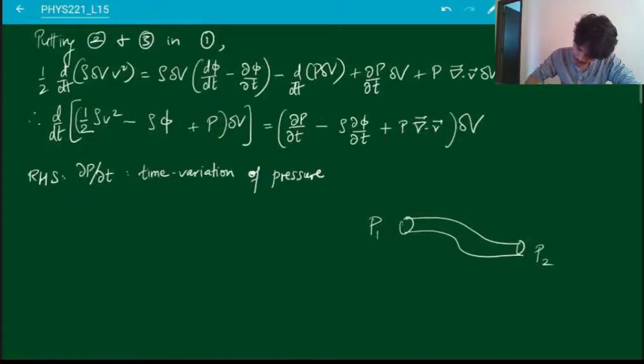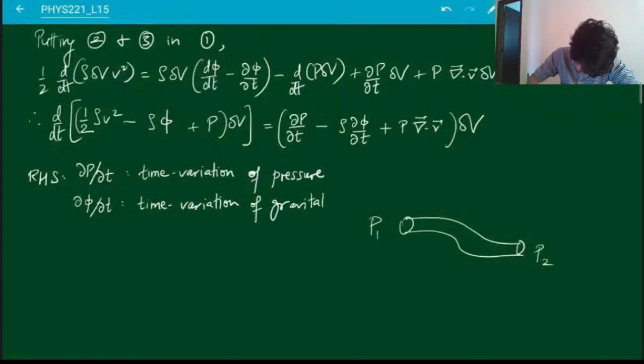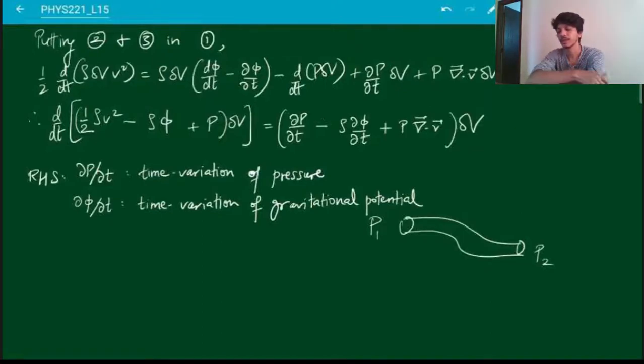The second term over here is d phi by dt. This is the time variation of the gravitational field, or gravitational potential. Once again, in most normal cases that I can think of, gravitational potential is not going to change as a function of time.